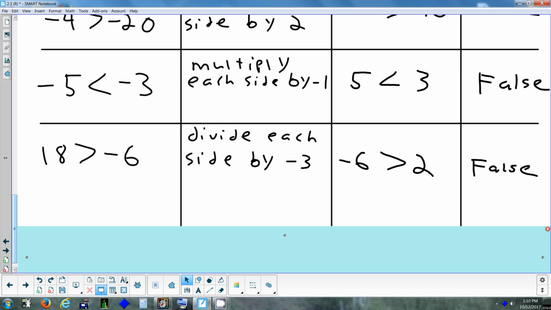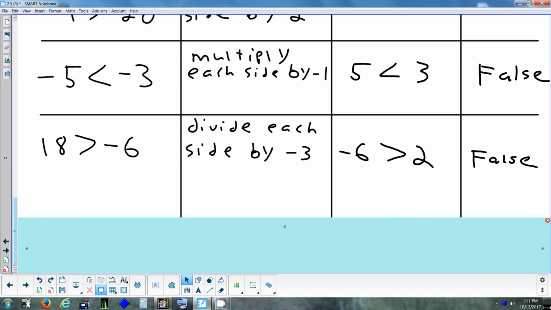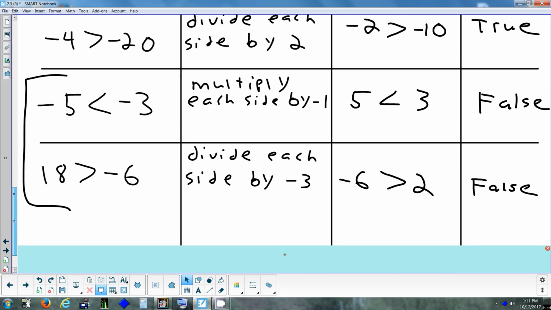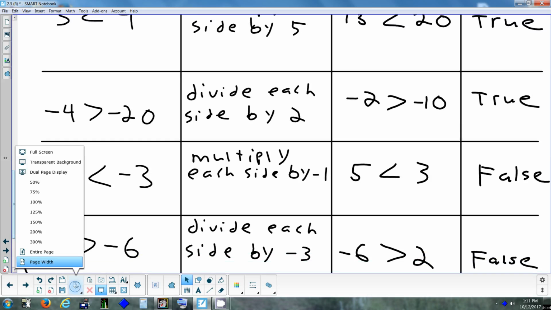Does anybody notice a connection between the two that we did before that seemed to work out perfectly and the two we just did that don't work? Anybody see what these two have in common? Yeah? The new inequality is false, and the other ones were true. And do you see why these are false? What did these two problems do that the two above it didn't? Look at the operation.